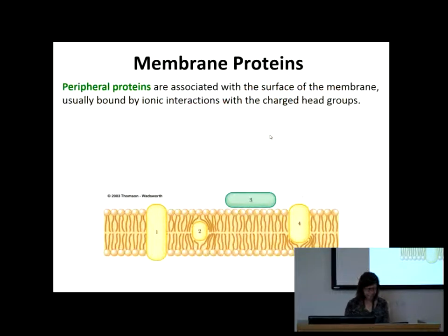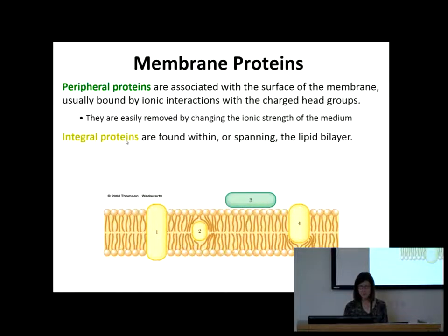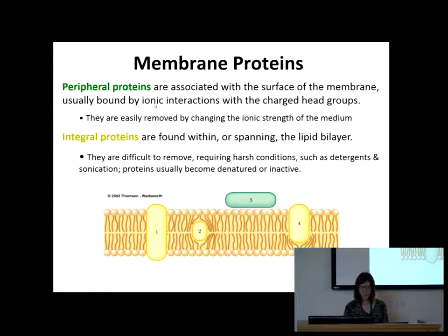All right, so in our membranes, we can add proteins. And there's different types of proteins. They can either be peripheral, hard to say, or integral. So integral proteins span the lipid bilayer, and peripheral ones are just adhered to the top.